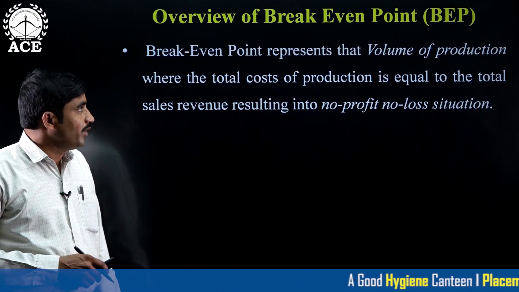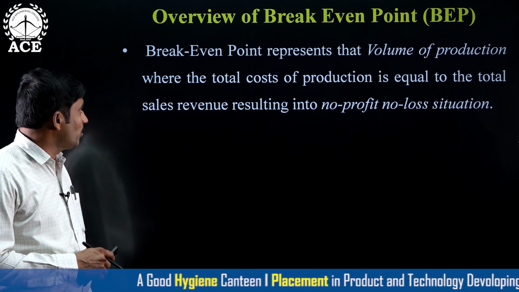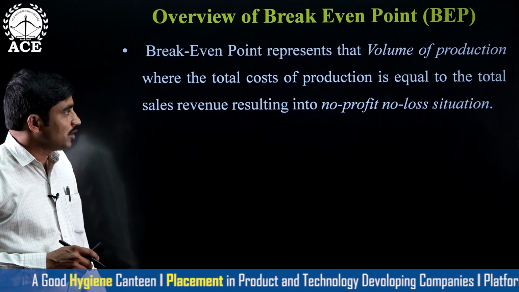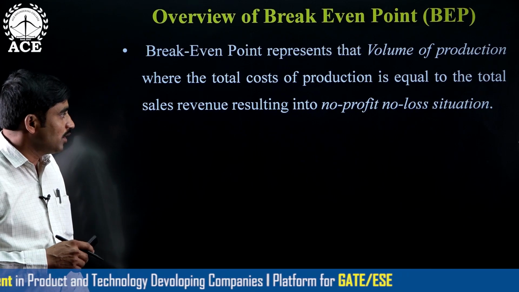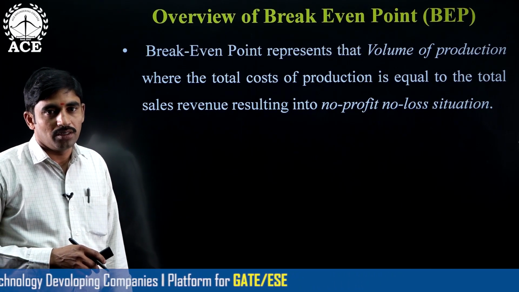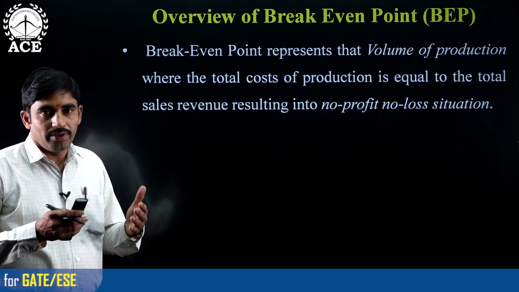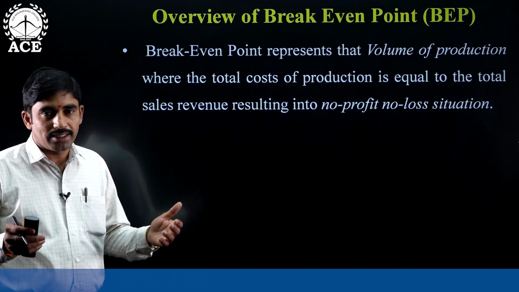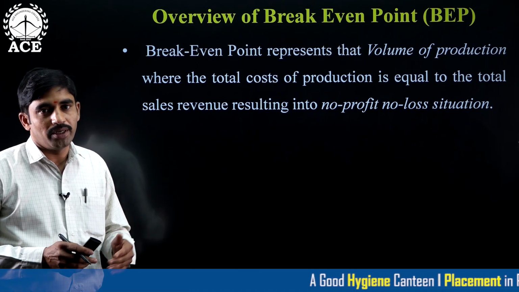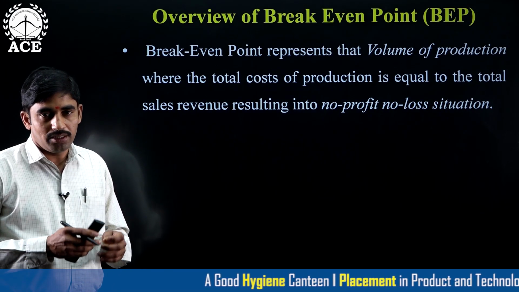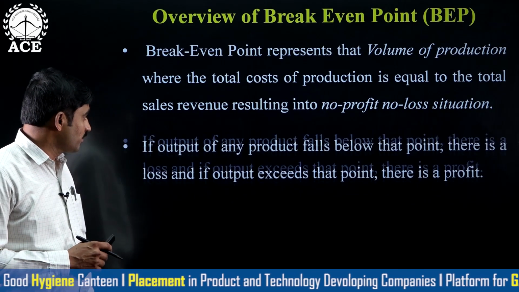And coming to the break-even point, it represents the volume of production where the total cost of the production is exactly equal to the total sales revenue, resulting in a no profit or no loss situation in the business. It means that where the company's total cost is exactly equal to the total revenue, that point is said to be the break-even point. At that break-even point, the company gets no profit or no loss.